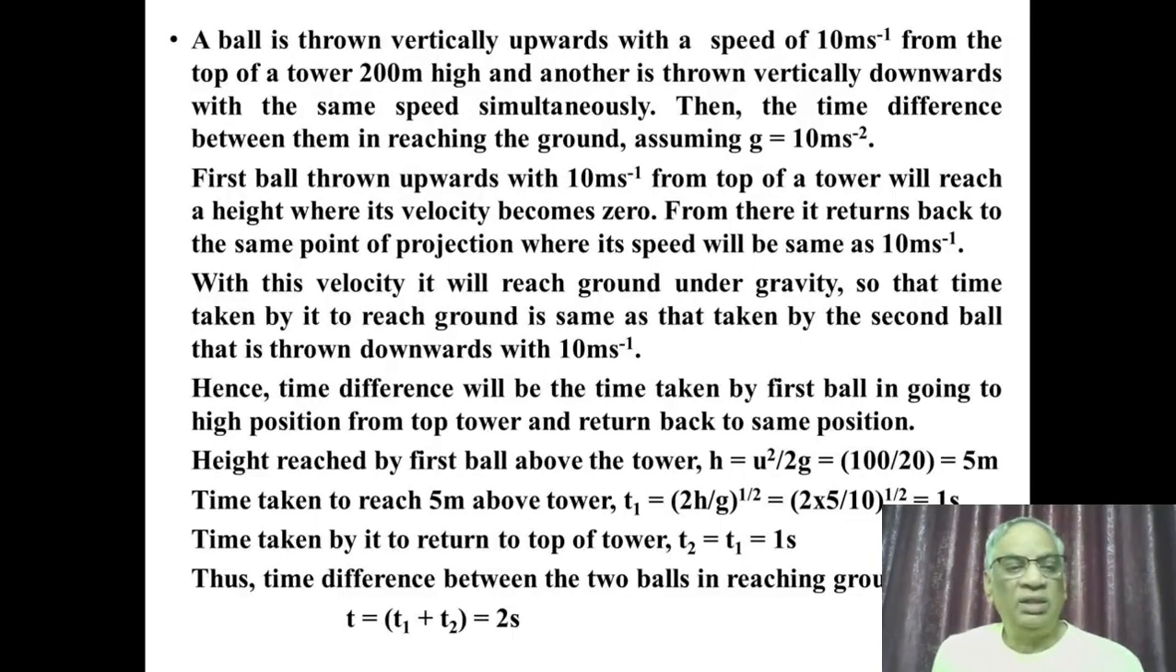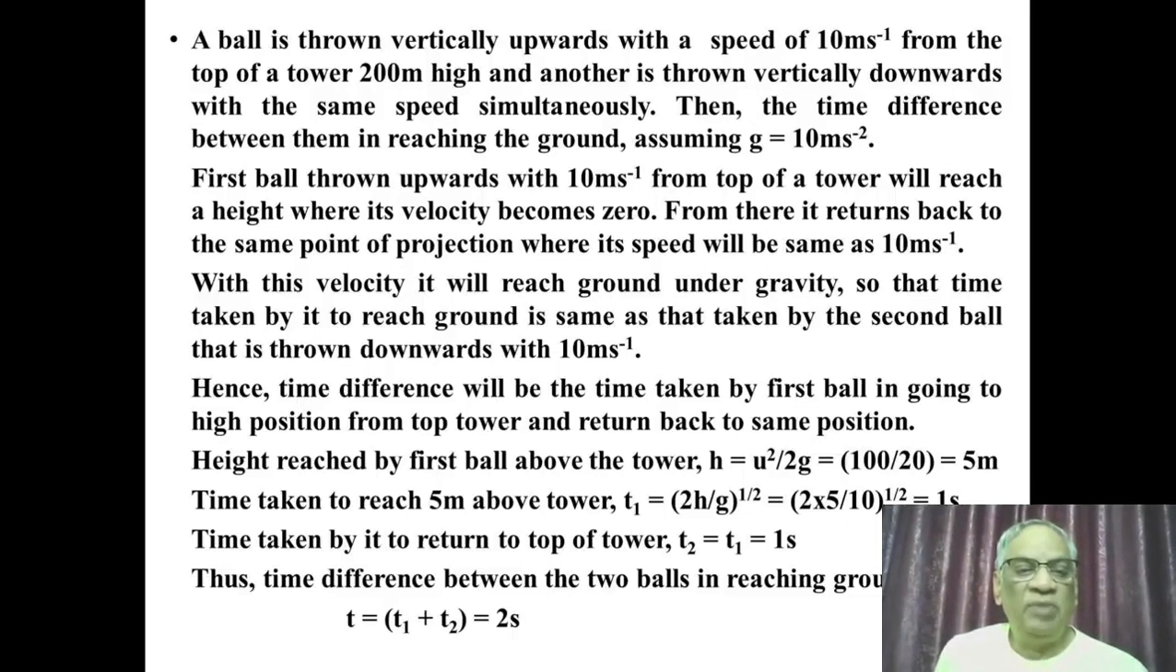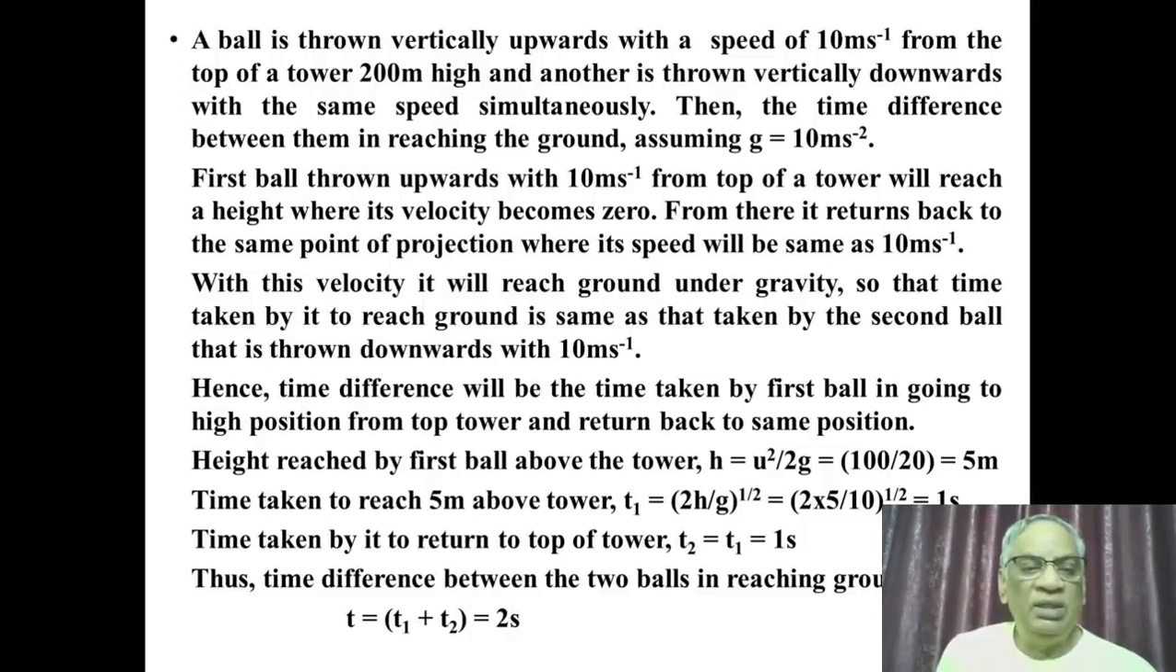Now, another interesting problem. A ball is thrown vertically upwards with a speed of 10 meters per second from a balcony or the top of a tower, which is at 200 meters height. At the same time, another ball is thrown vertically downwards with the same speed, that is 10 meters per second. One is up, one is down. The velocities of projection are the same in both cases. Then what is the time difference between them in reaching the ground? Assume g is equal to 10 meters per second squared.